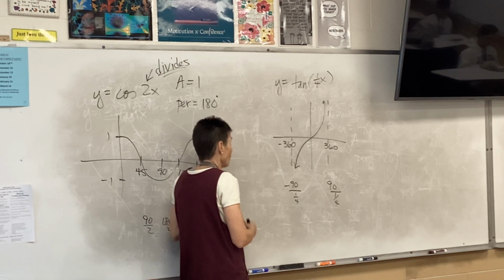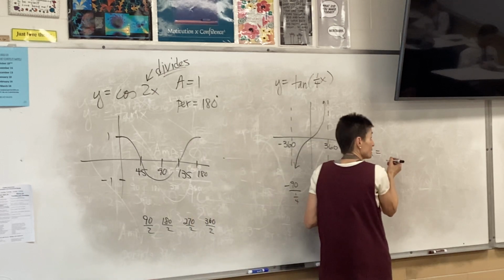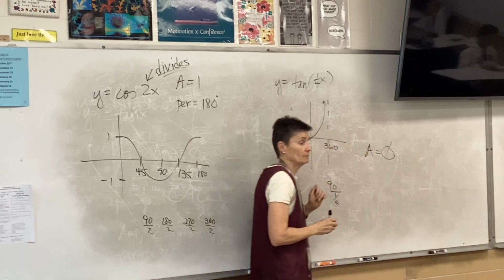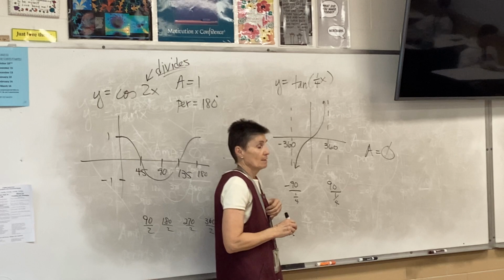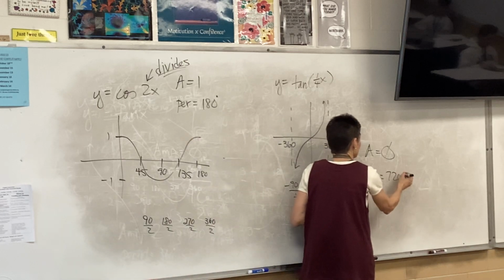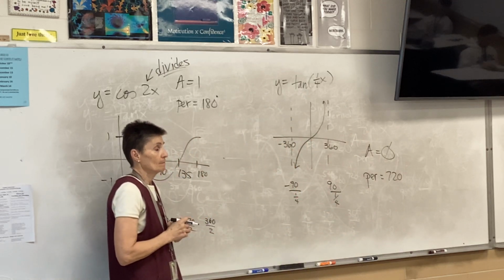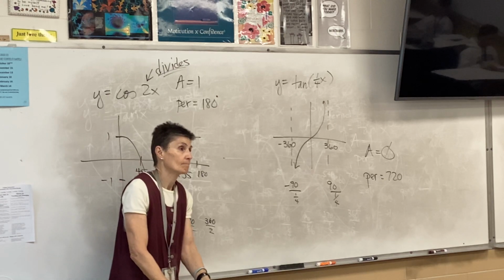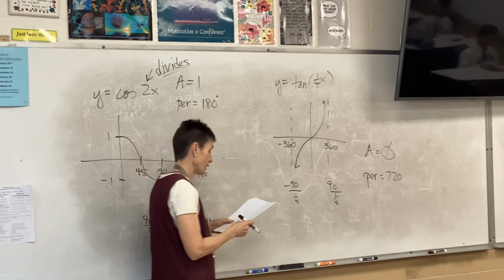What is my amplitude? 0. Don't have one. Don't say 0, say none. Say none. Or put empty set. What is my period? 720. Distance from asymptote to asymptote. 720. Everybody okay so far? All right, let's look at J.